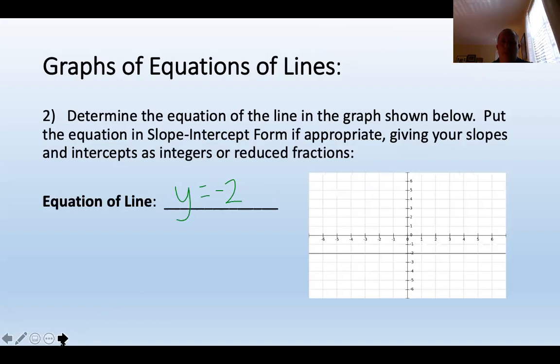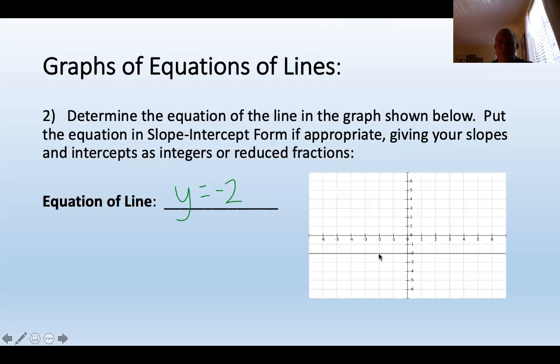Problem 2 states, determine the equation of the line in the graph shown below. Put the equation in slope-intercept form if appropriate, giving your slopes and intercepts as integers or reduced fractions. So what we have in this particular problem is a horizontal line. A horizontal line is in the form of y equals some number. It's not necessarily in the form of y equals mx plus b. It's in the form of y equals a constant.